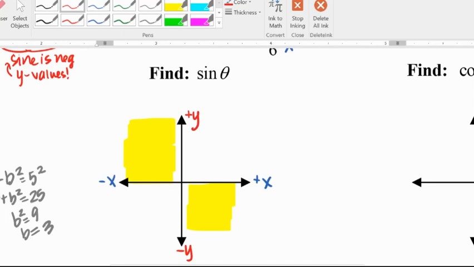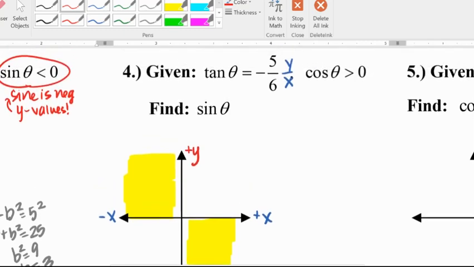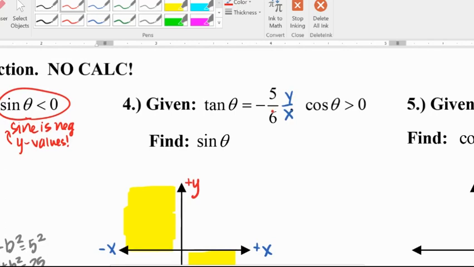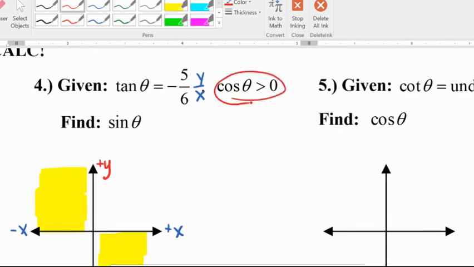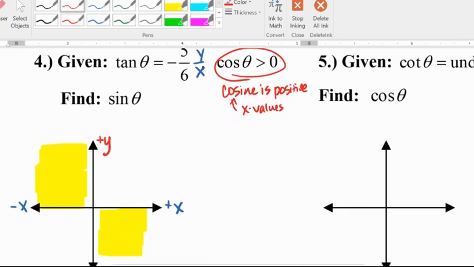So the point is, guys, that you want to pick the quadrants where the ratio of y over x would be negative. So you can't have it be in quadrant 1 because the x's and y's are both positive there, and positive divided by positive is positive. They can't be in quadrant 3 because negative divided by negative would be positive. Remember, we want y over x to be negative. Now, between these two quadrants, which one is it going to be? Well, that's where we use this other piece of information. They're telling me cosine is greater than 0. That means cosine is positive. Okay? And cosine has to do with the x values. So I don't want quadrant 2 because there the x values are negative.